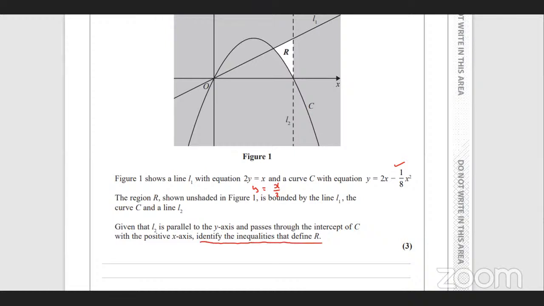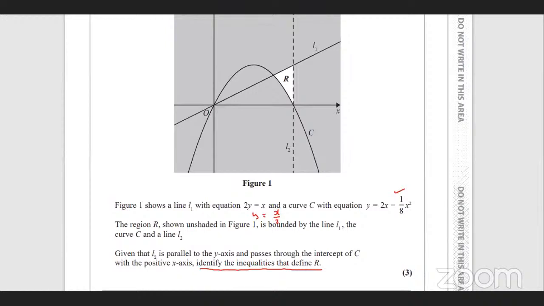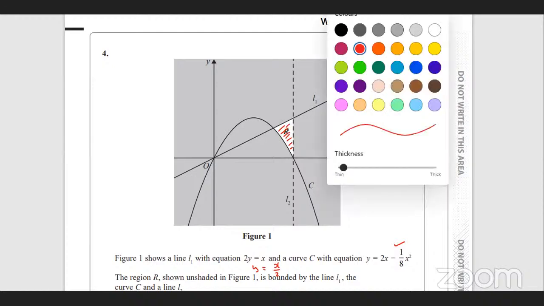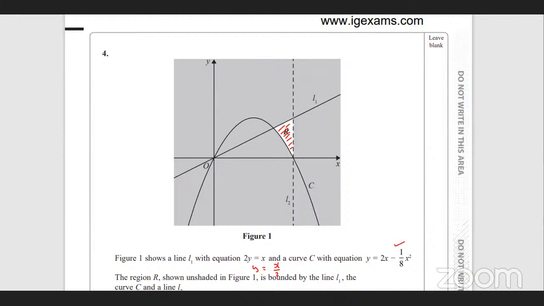Okay, now let's go back to our diagram and forget about the information which they have shared, because everything is obvious on the diagram. We have to use some inequalities to explain the unshaded area R. Okay, the area which I'm shading with red, we need to use some inequalities in order to define this area. Now, what do we see? We see that this red area is outside this curve. It is outside this curve. So this is the curve. So this means that y is greater than or equal to 2x minus 1/8x square, right?